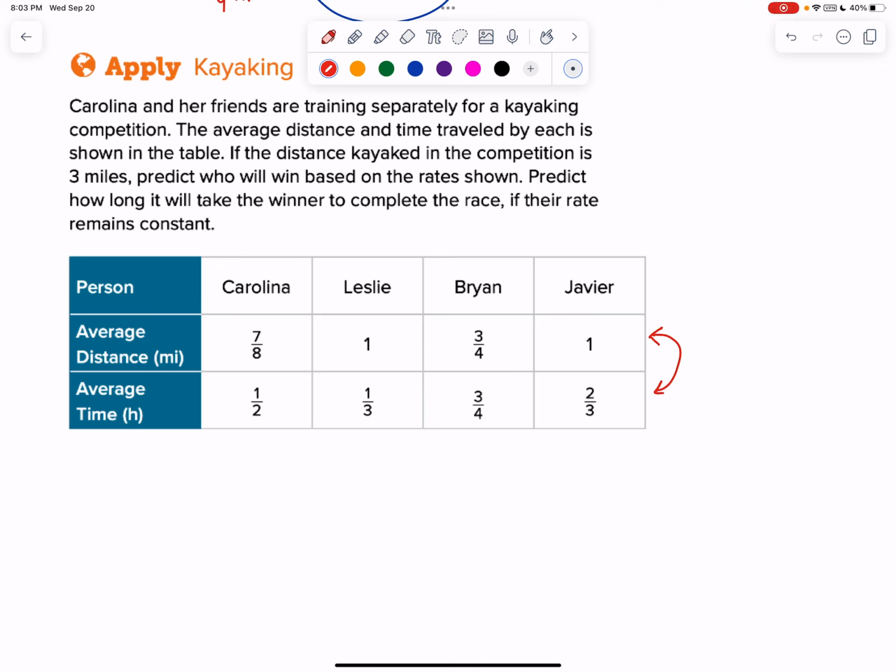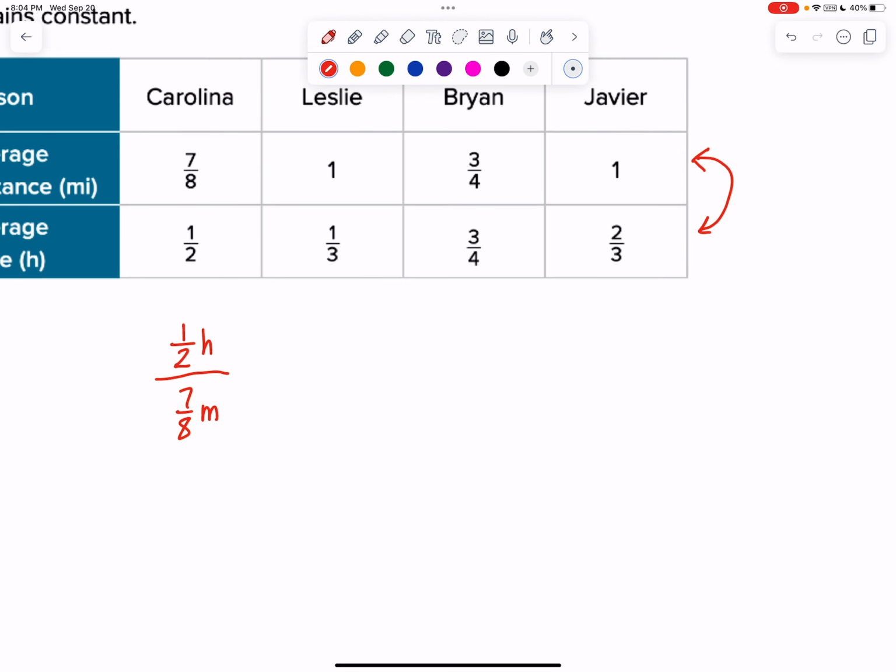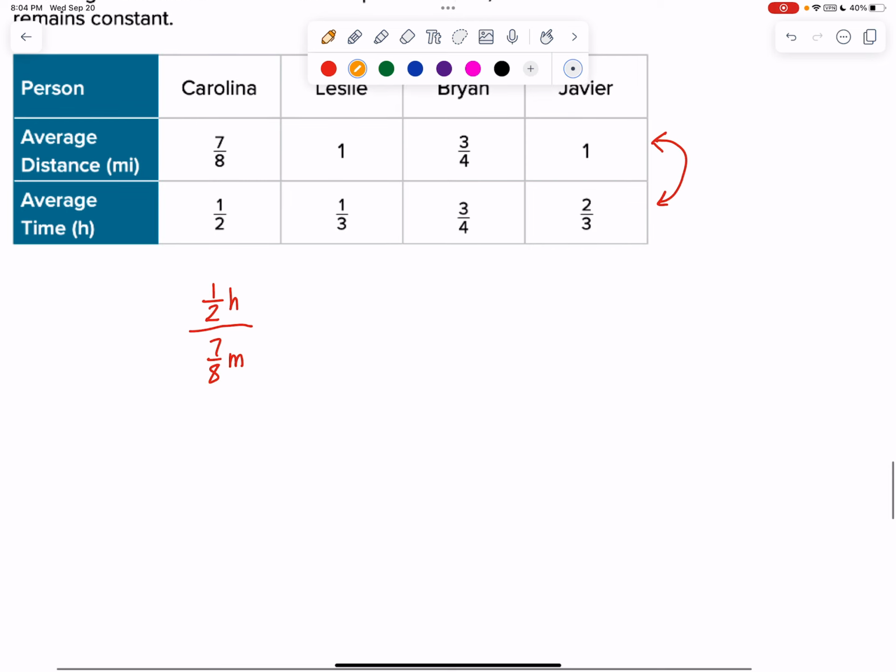Okay, and so really, I'm going to do it like this, and we're going to say 1/2, okay, and this is time, hours per 7/8 miles. So to find our unit rate, remember that we divide the numerator by the denominator. I'm going to do it underneath because of space. And write that over 1 mile. So we're coming up with the unit rate for each person, okay?